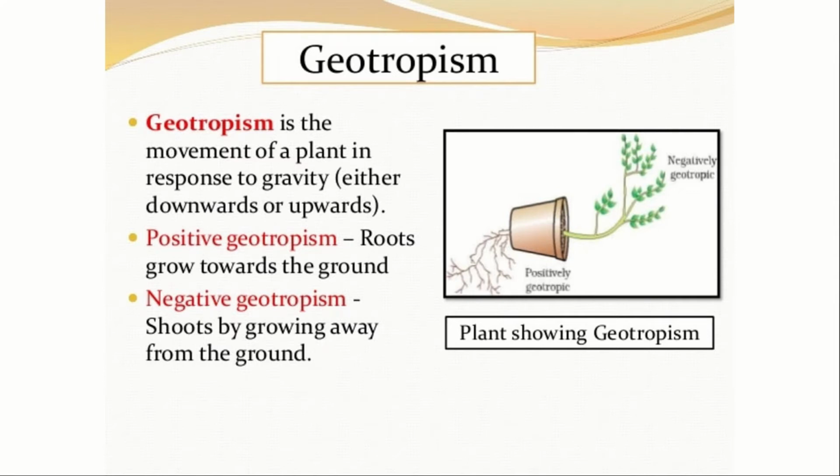Next comes geotropism. Geotropism is the movement of a plant in response to gravity, either downwards or upwards. Again, it has positive geotropism and negative geotropism. The roots which grow towards the ground show positive geotropism, and the shoots, that is the upper part of a plant, which grow away from the ground, show negative geotropism.